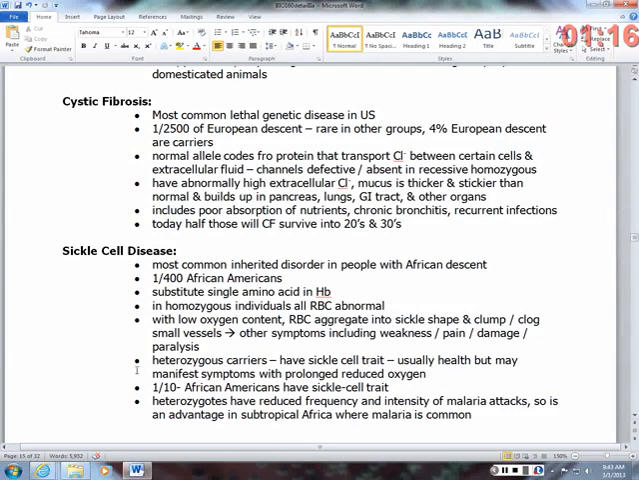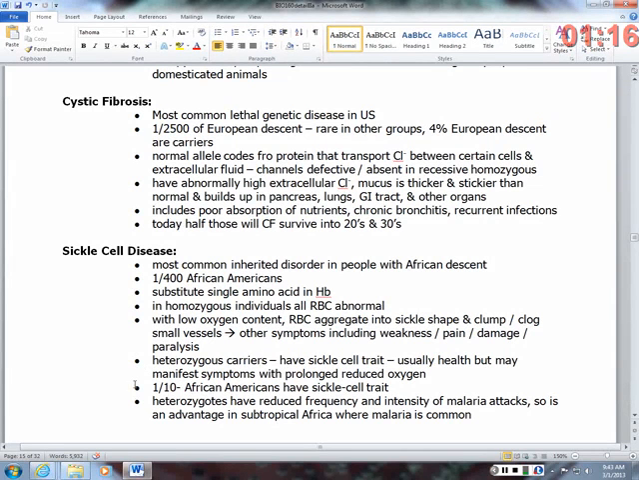A heterozygous carrier, these will be people that they say have sickle cell trait. They're usually healthy, but they may manifest the symptoms if they're in a prolonged stress situation or with prolonged reduced oxygen. So they have some of their cells that will be disordered. About 1 in 10 African Americans actually have the sickle cell trait.